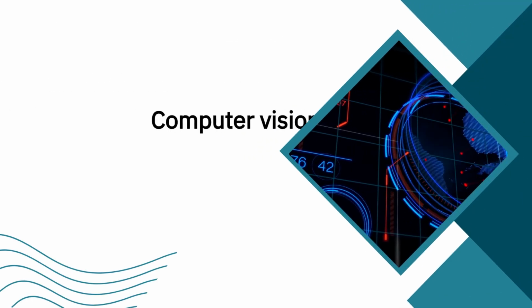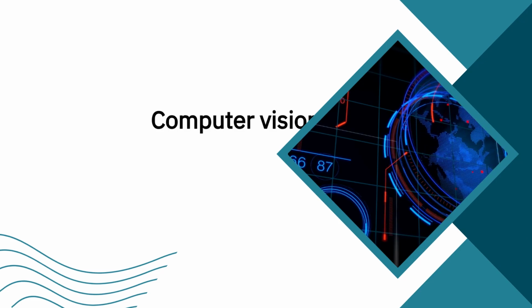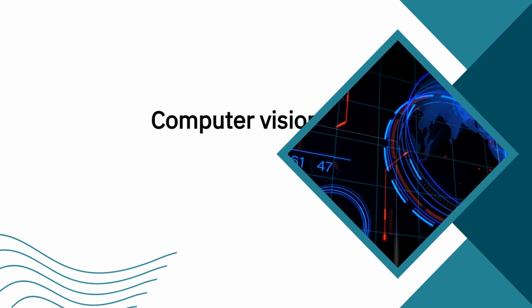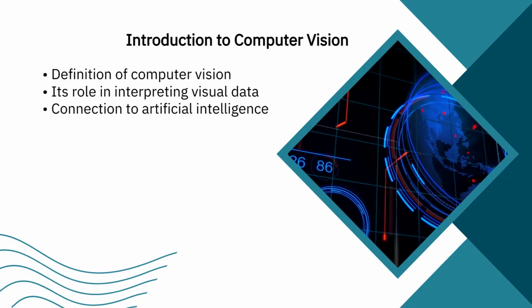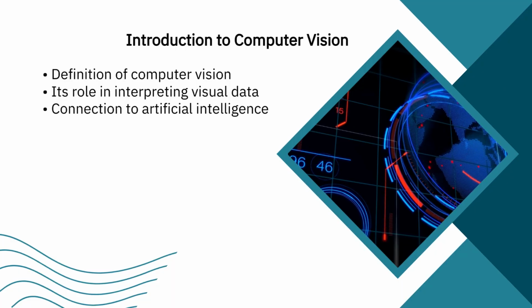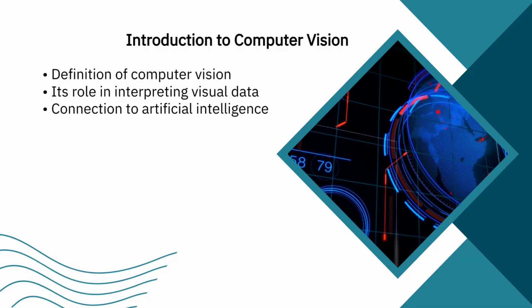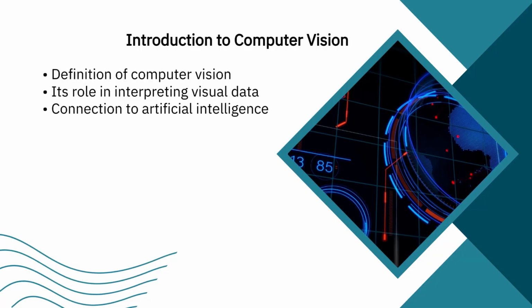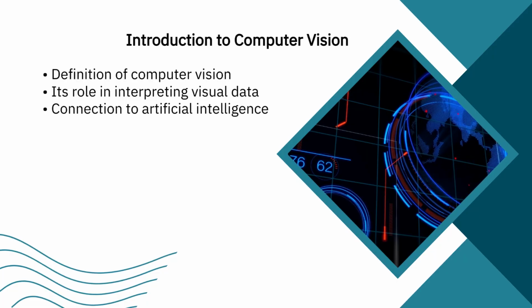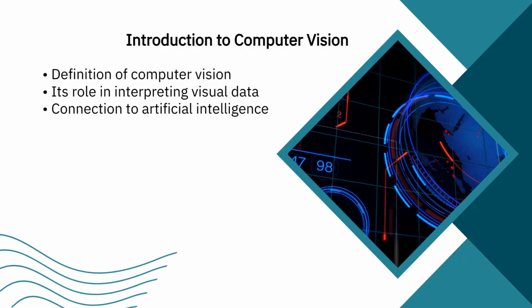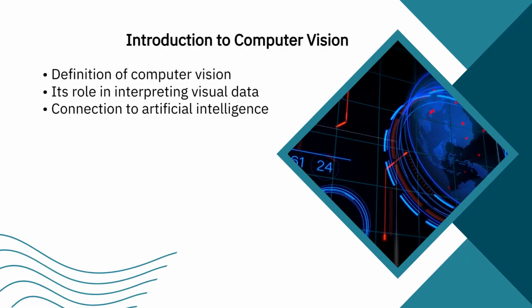Now we come to the last topic in this tutorial, which is computer vision. And let's start again with a question. How can a computer see? Computer vision is a field of artificial intelligence that enables machines to interpret, process, and analyze visual information from the world, just like humans do, but often faster and at a larger scale.